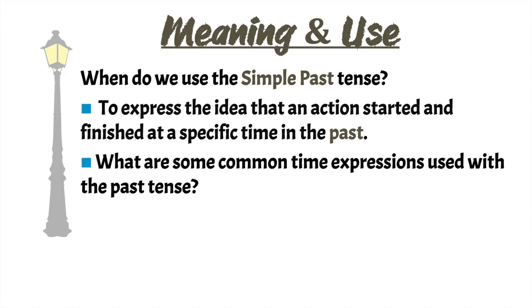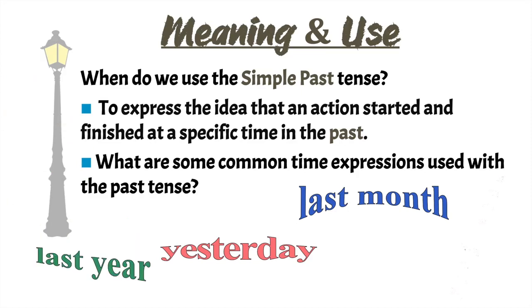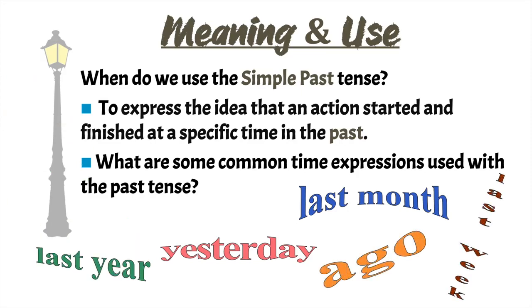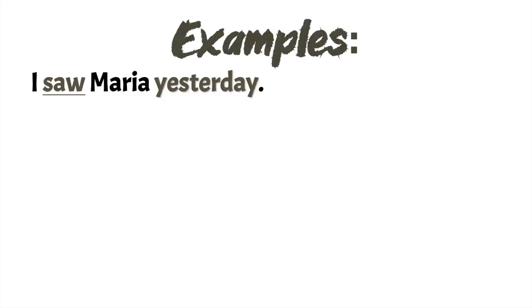What are some common time expressions used with the past tense? So yesterday, okay, last month, last year, last week, ago, a minute ago, in 1980, for example. There are many others. So time expressions and adverbs of time. So examples. I saw Maria yesterday. So saw is the irregular past verb of the verb to see. Yesterday is an adverb of time.